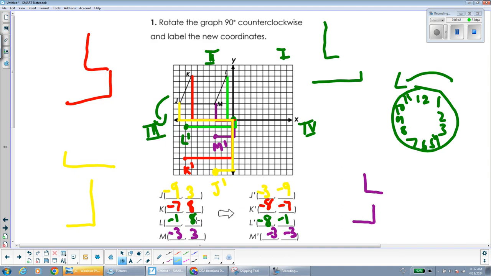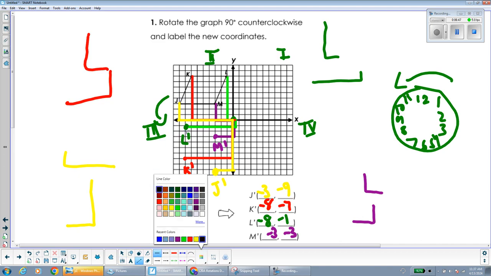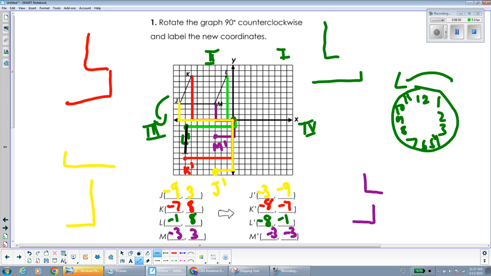Let me connect my image points together so that way you can see my rotated figure. I'm going to use black to connect them. Oops, I connected that one. Not good. Okay, and here I have my rotated quadrilateral. Notice how it rotated 90 degrees counterclockwise. The whole figure turned 90 degrees in the counterclockwise direction.